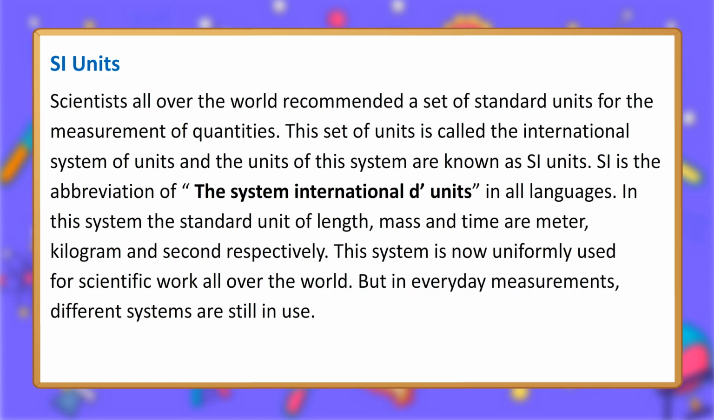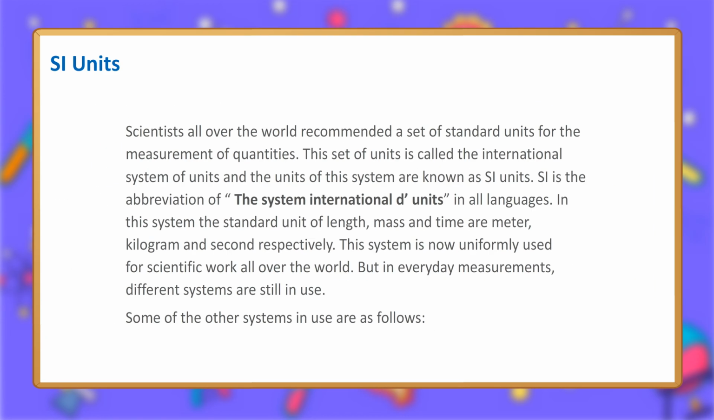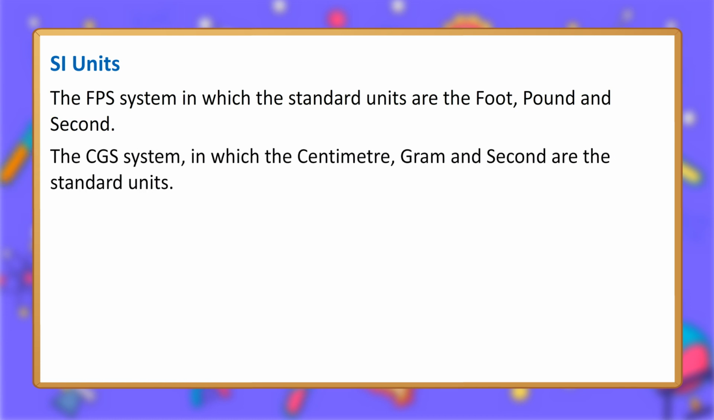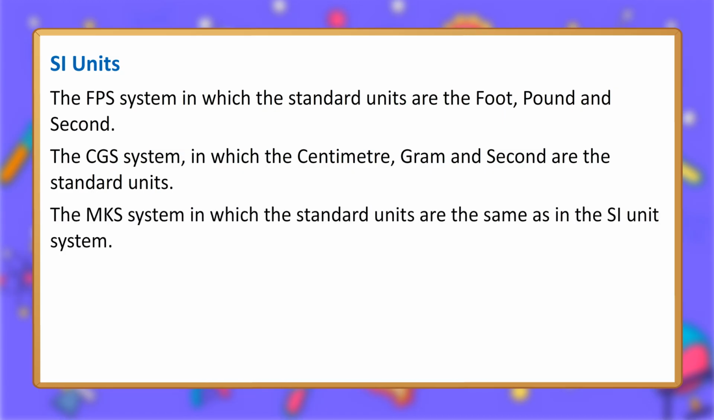But in everyday measurements, different systems are still in use. Some of the other systems in use are as follows. The FPS system, in which the standard units are the foot, pound, and second. The CGS system, in which the centimeter, gram and second are the standard units. The MKS system, in which the standard units are the same as in the SI unit system.